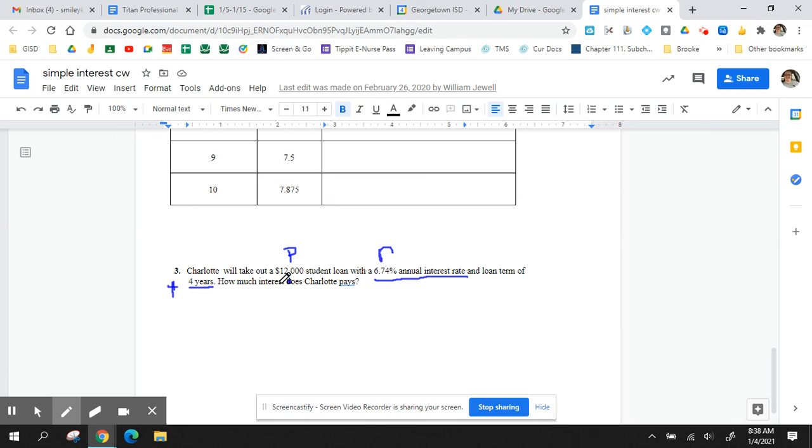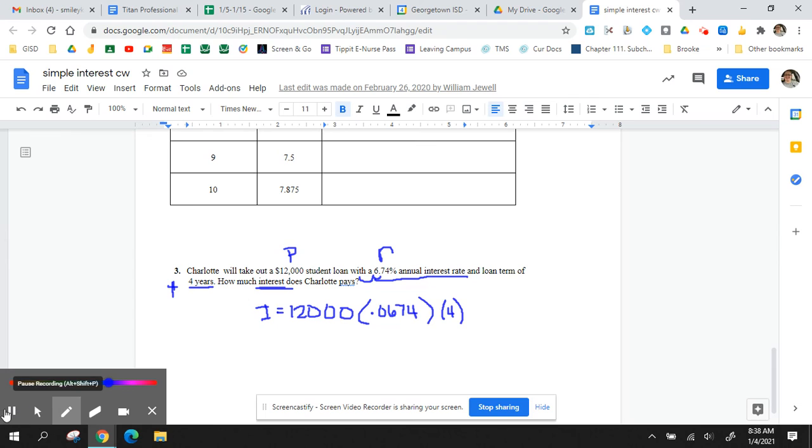And then it says, how much interest does she pay? So they don't want the total, they just want the I. So you're going to multiply those three numbers together. Remember, though, this rate has to be moved 2 times over. So if I'm going to write this down really quick, and then you can solve it, I'm going to multiply 0.0674 with my 4 years and with my $12,000. So figure out that answer. Come back in just a second.